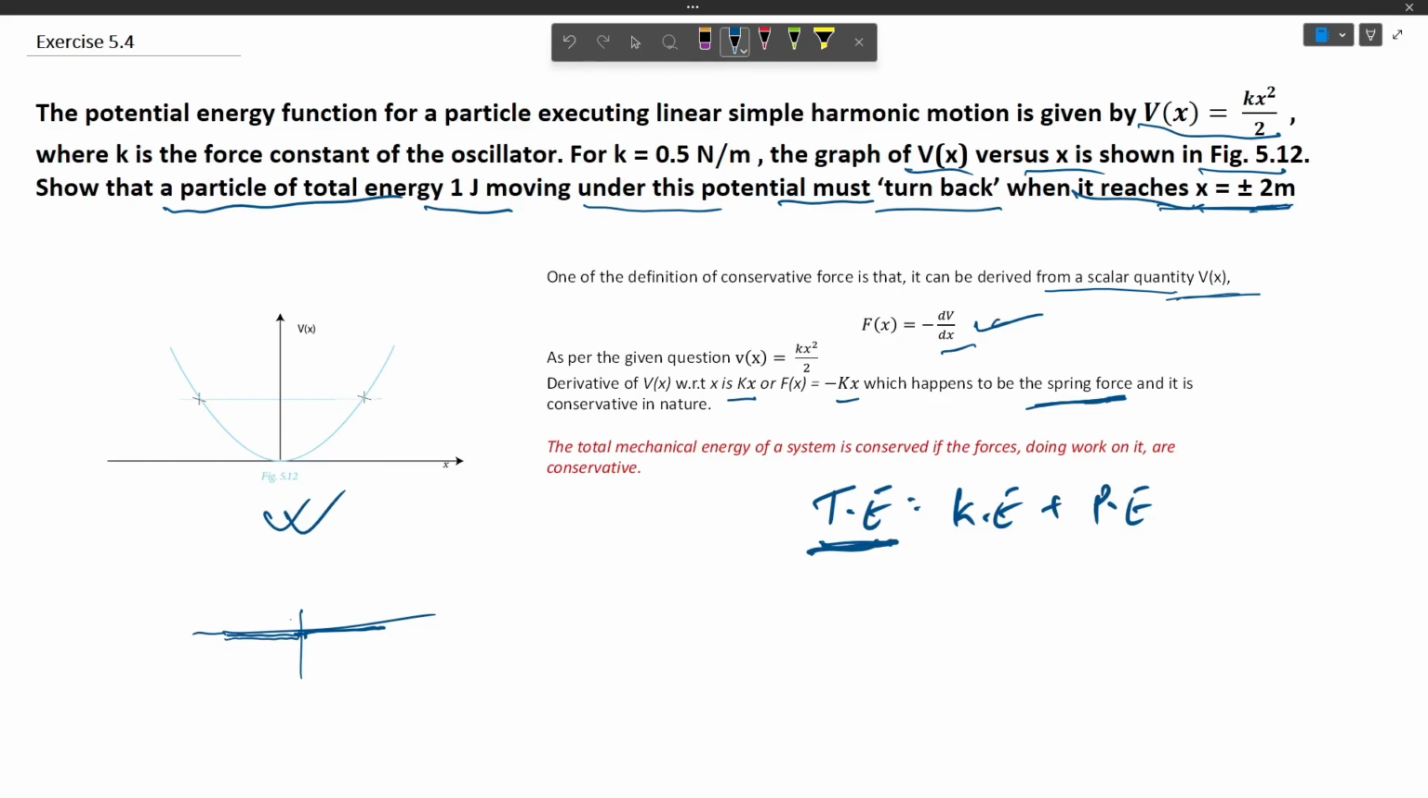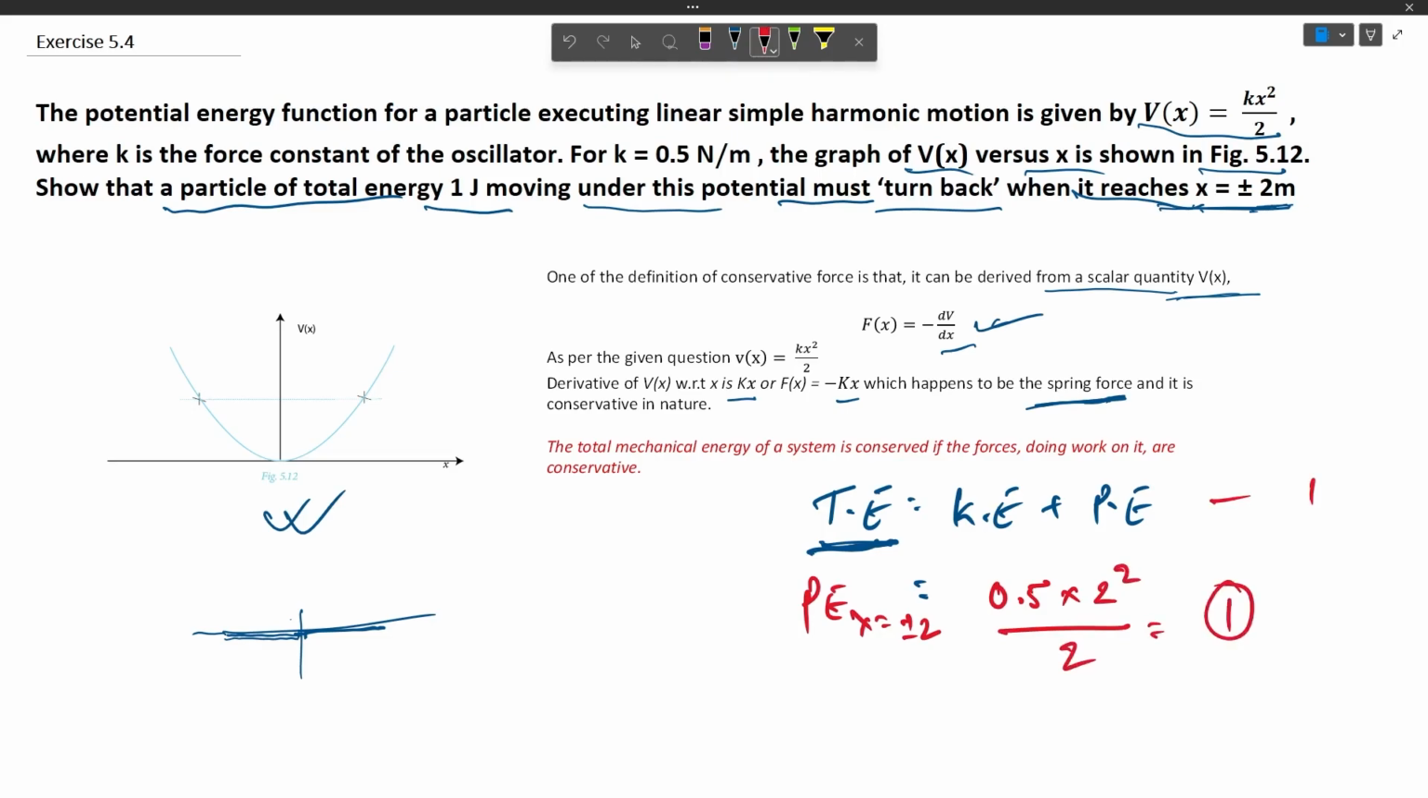So according to the expression of potential energy, at x equals plus minus 2 meter, here the sign won't matter because x is squared, it will be equal to k, which is 0.5 newton per meter, so 0.5 times x, which is 2, squared, by 2, and that will be equal to 1.